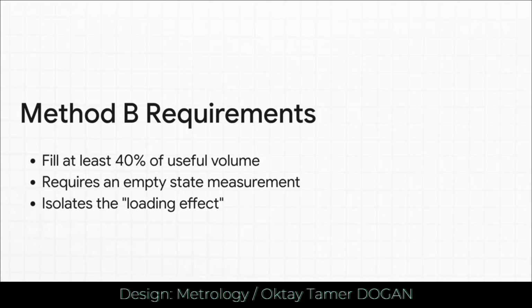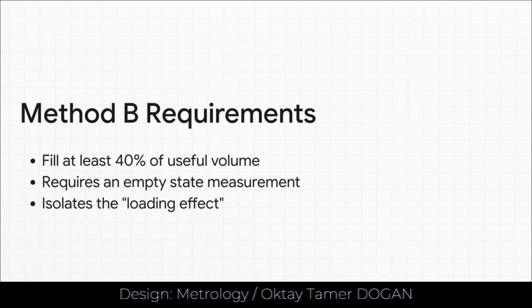Now, Method B is a real game changer because it's uniquely rigorous. It forces us to see how the physical presence of your test products alters the chamber's internal climate. To even qualify for Method B, you have to fill at least 40% of that useful volume with test bodies, or a typical load that matches your daily operations. This validates the chamber in its actual working state.